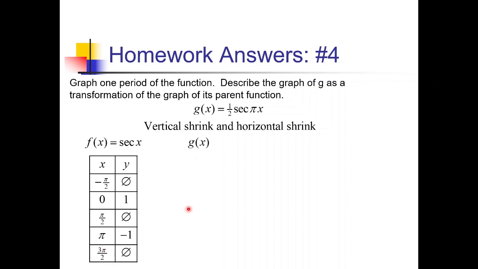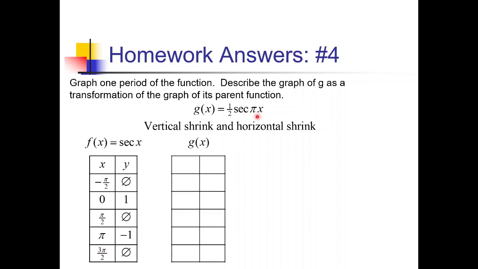And for the g function, for the x's, the pi inside means we're multiplying by 1 over pi for the x's. And the 1/2 outside means we're doing 1/2 times y. So for the x values, multiplying all these out, negative pi over 2 times 1 over pi, the pi's cancel, so that's just -1/2. And then 0 is still 0. Pi over 2 becomes just 1/2. Pi becomes 1. And then 3 pi over 2 is just going to be 3 over 2.